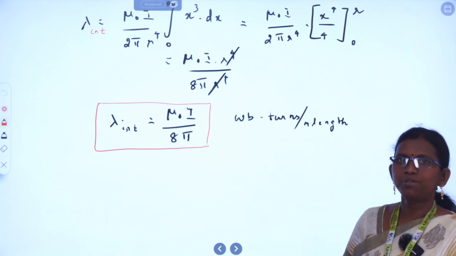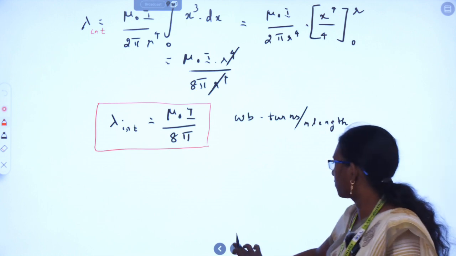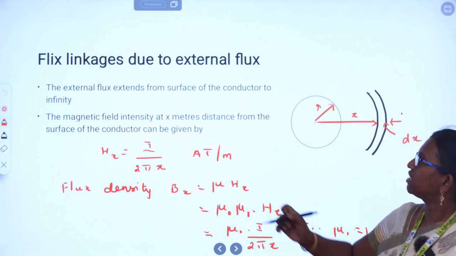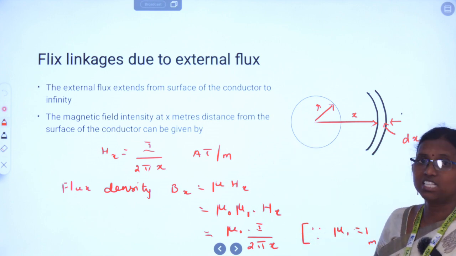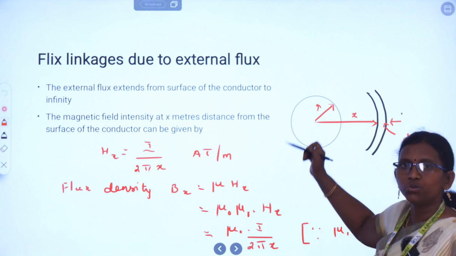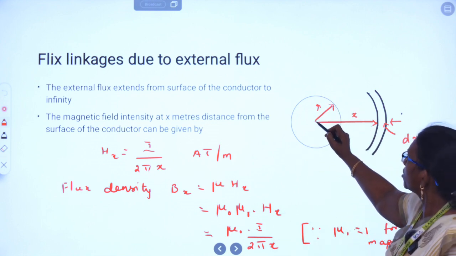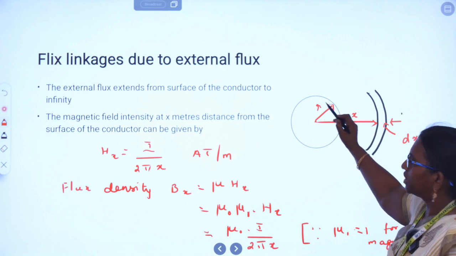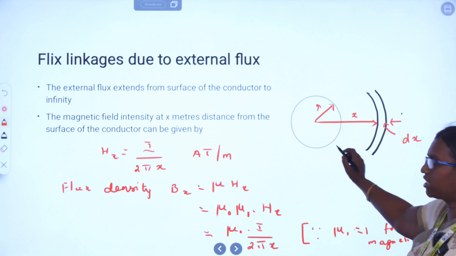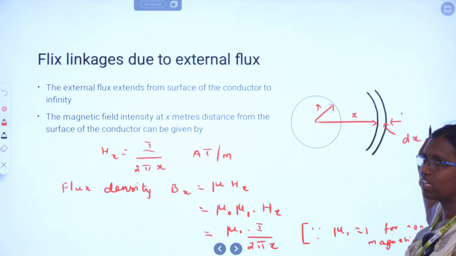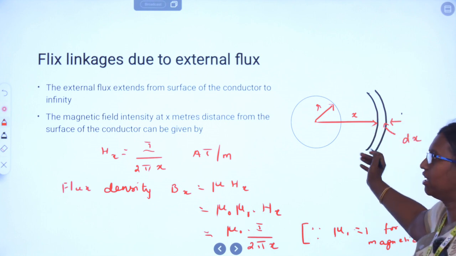So the next step is to find the flux linkages which are external to the conductor, that is, the flux linkages due to the external flux. The external flux extends from the surface of the conductor to infinity. We will consider the radius from the center of the conductor, the radius is r. From there we are going to take the flux linkages away from the surface of the conductor till infinity.